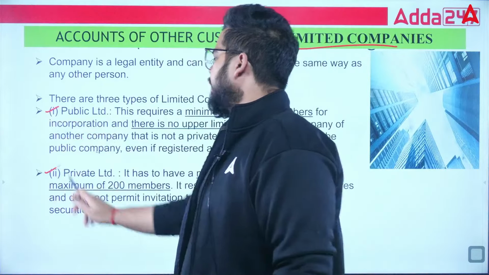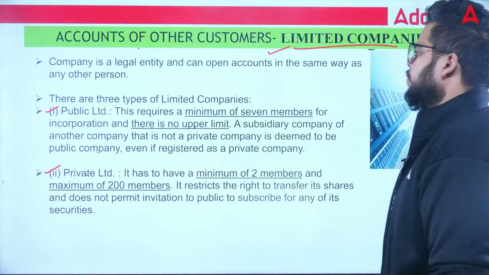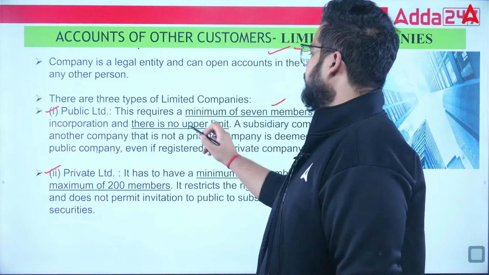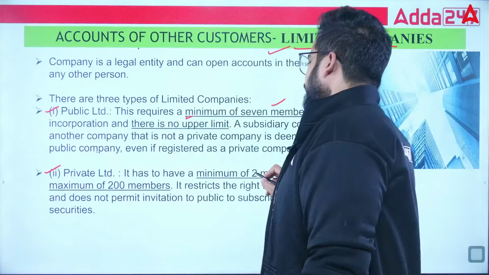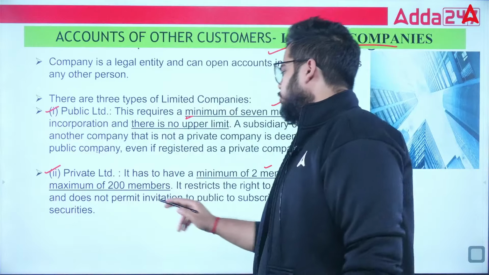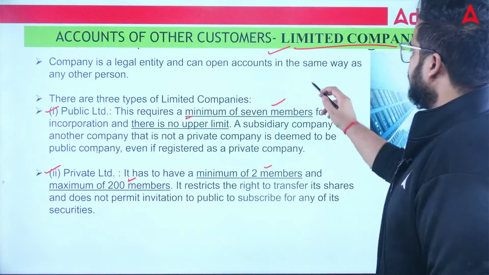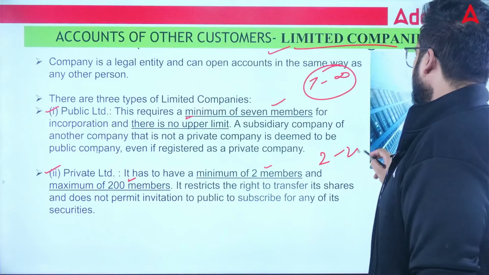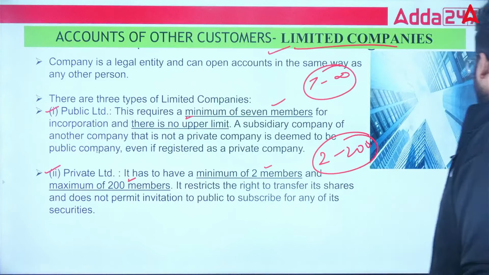Public limited and private limited. When we talk about the most important ones, public limited, minimum of 7 members, there is no upper limit. For private limited, your minimum number is 2 and maximum is 200. So 7 to unlimited in public and 2 to 200 will be in your private.